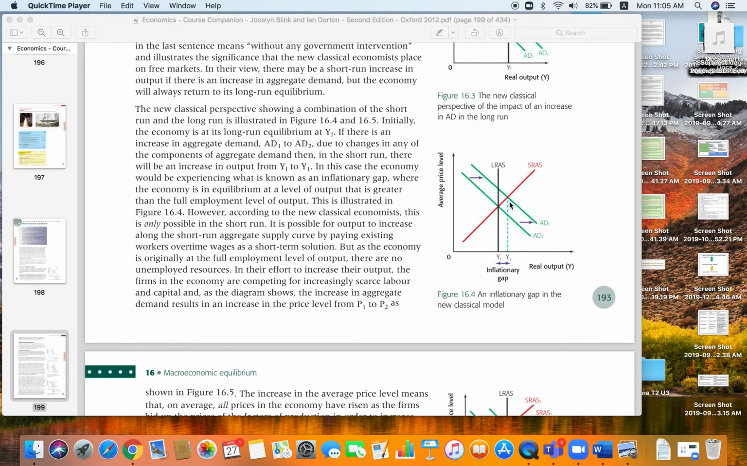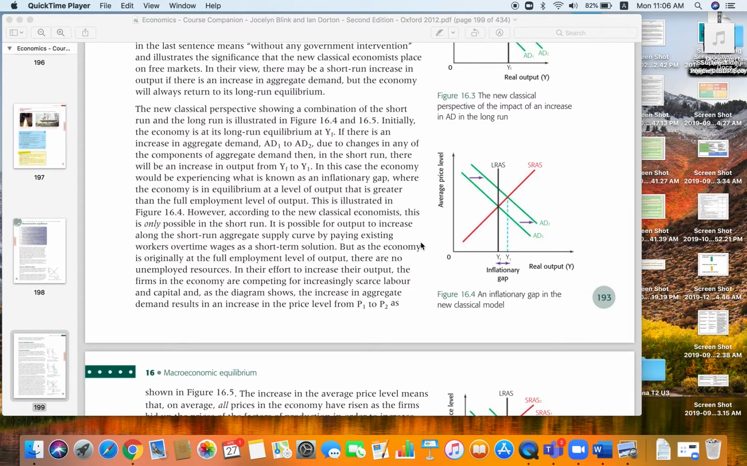Where by paying overtime you can temporarily increase your output to meet the new demand. So it's going to shift from Y1 to Y2. In this case, the economy is experiencing what is known as an inflationary gap. So we're producing above the full employment level, right? So inflationary gap is when you're above. A deflationary gap is actually if you went the opposite direction, where there's a decrease in demand and we're actually producing under full employment in the long run.